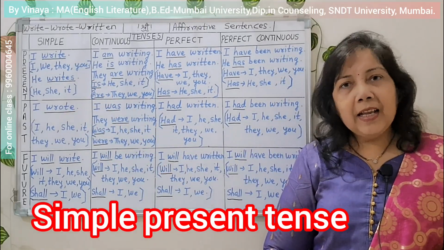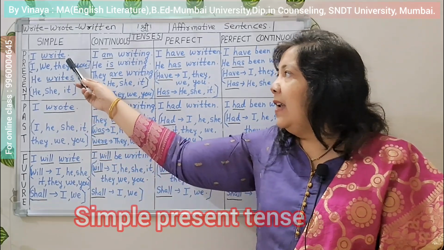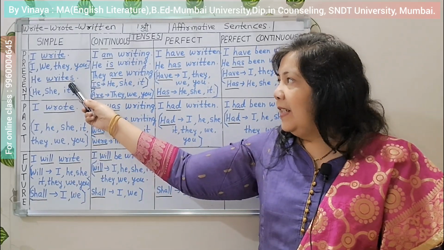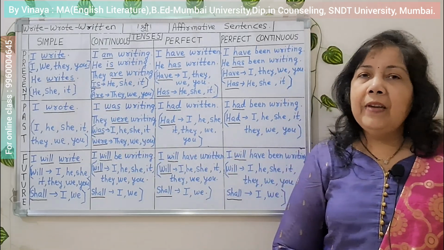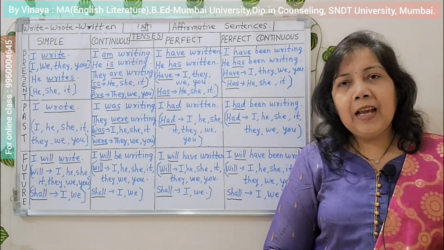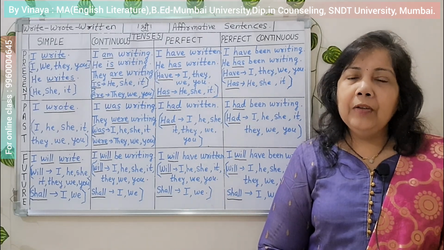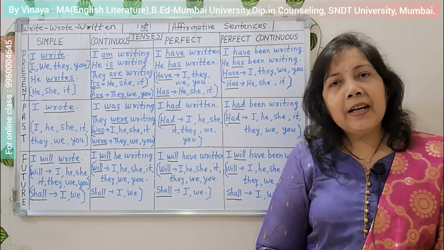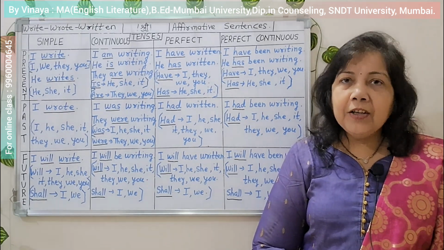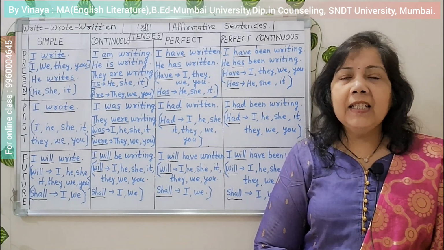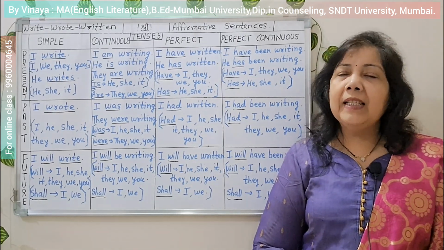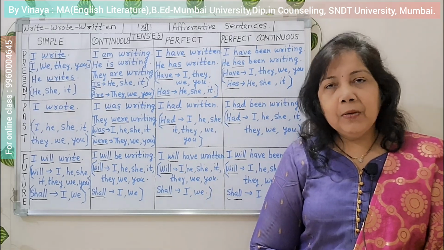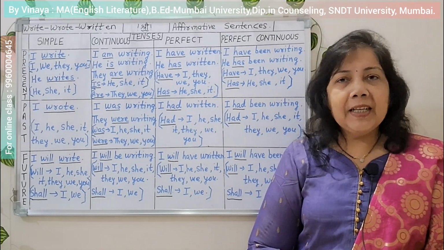Simple present tense. The sentences are: I write. He writes. Whenever you want to tell something which is a usual habit, a habitual action, or something you do every day, or once in a week, once in a month, once in a year but regularly, or which is a universal truth, then you make a sentence in this tense. What is the construction? Subject plus main verb V1. That is the construction of the sentence.